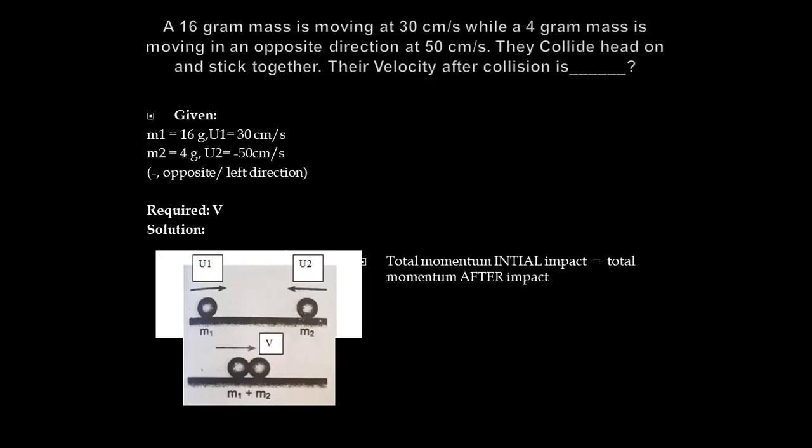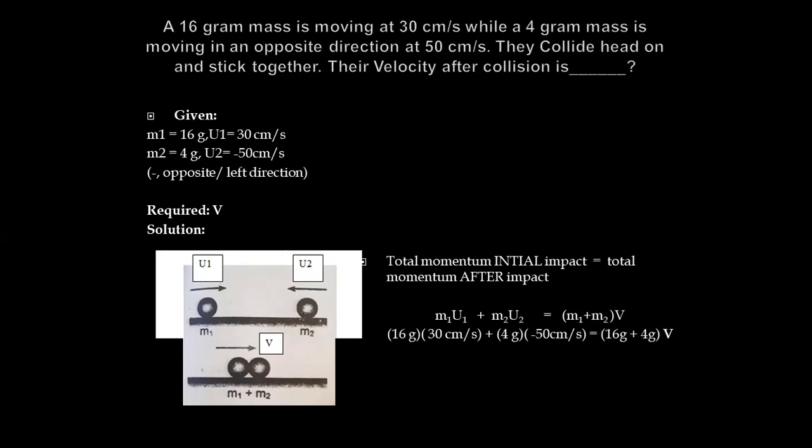So how are we going to represent it numerically? The total momentum of the initial impact is equal to the total momentum after the impact. M1U1 plus M2U2 is equal to the sum of the masses of the first and second objects, multiplied by the velocity after the impact.